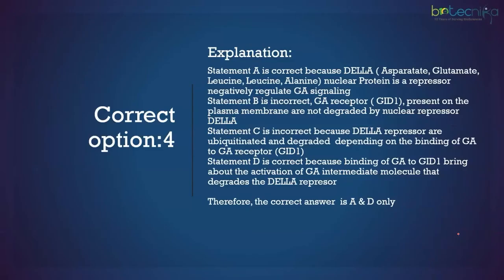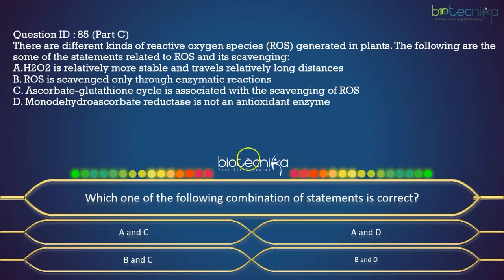The last question is question number 85, which is part C. So you can see here there are different kinds of reactive oxygen species generated in the plant. The first is H2O2 is relatively more stable. As we know, H2O2, superoxides, hydrogen peroxides are all reactive oxygen species. They are very stable, membrane permeable, and they can travel long distance. Correct. We have to choose the correct statement.